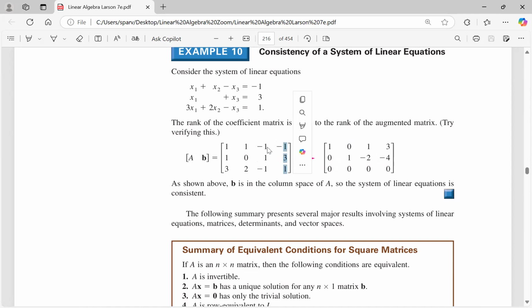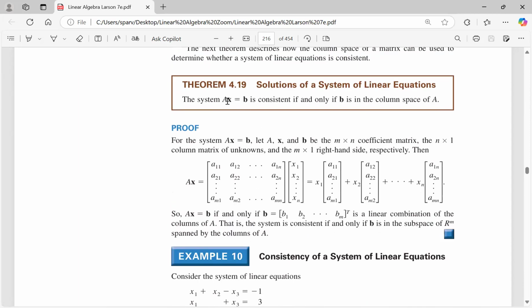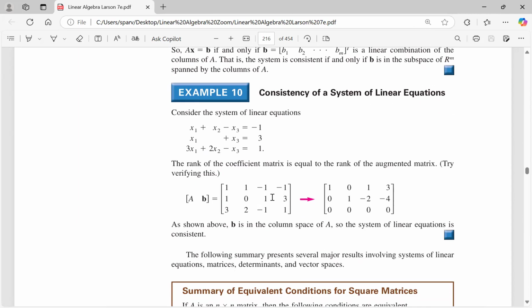Even this third column is in this space. You can write -1, 1, -1 as a linear combination of column 1 and column 2. And you can write the last column, which is matrix B, as a linear combination of 1 and 2. And that's what we wanted to show, and that's what this says: AX = B is consistent if B is in the column space of A. And we showed that.